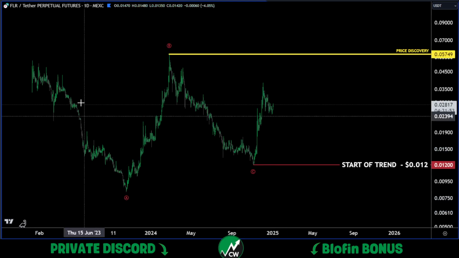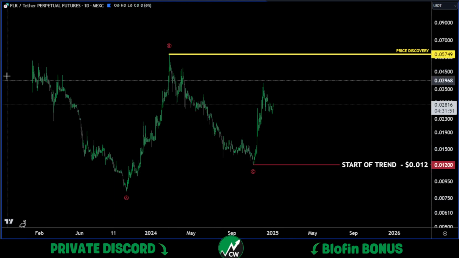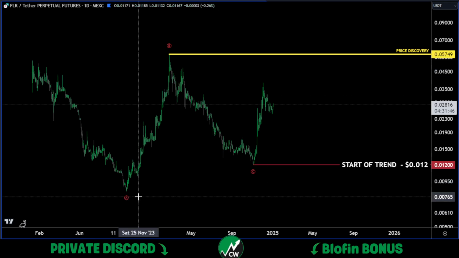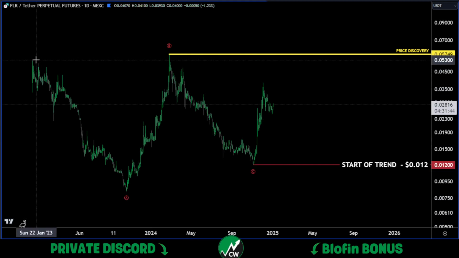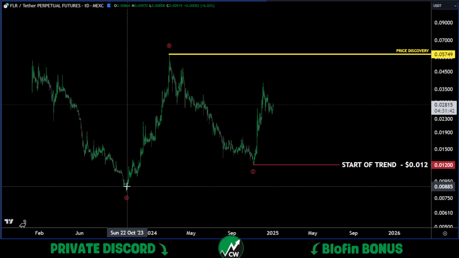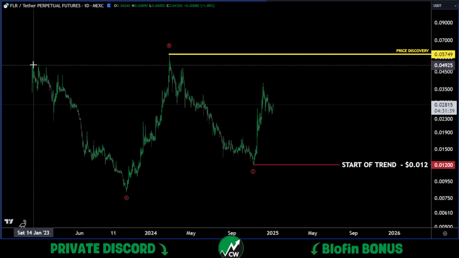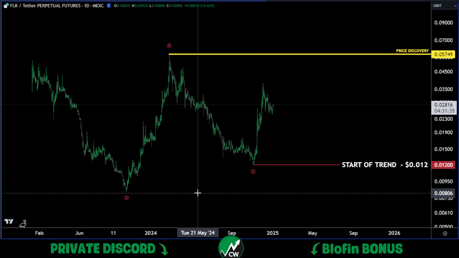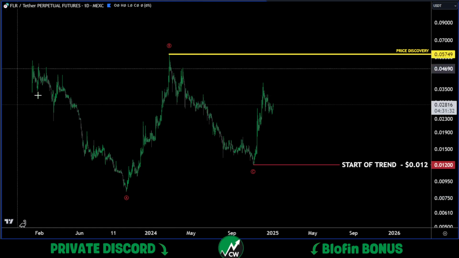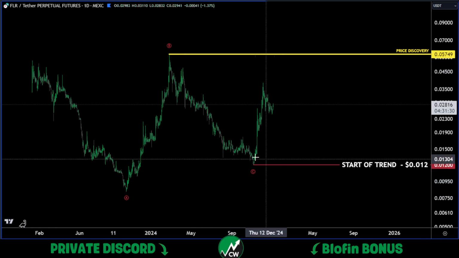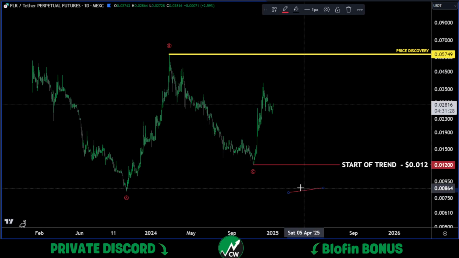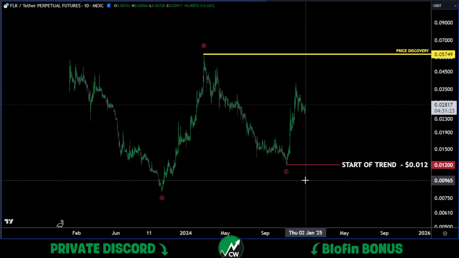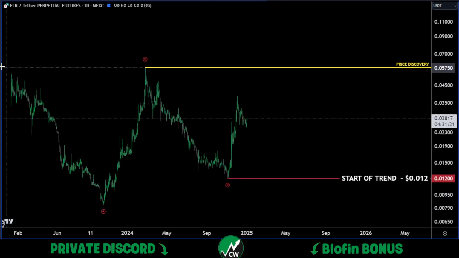Now, starting out on the daily, since the inception of FLR, I have us starting off in a correction. Specifically, this correction is called a running flat. In this scenario, our A wave made a new low. Our B wave came above the high of wave A, and our C wave did not make a lower low below the A wave low. It's called a running flat. Now, it's important to be aware of this because based on this correction, we start our trend from 1.2 cents and not at the A wave low.